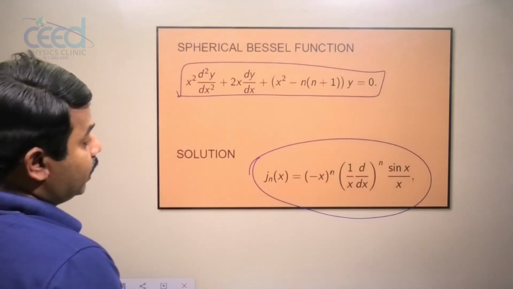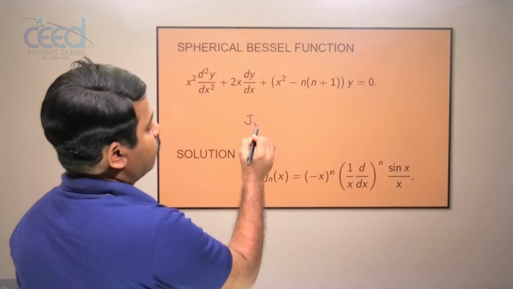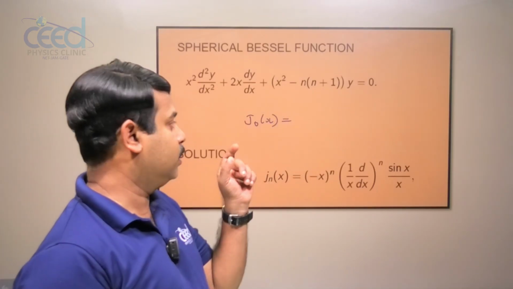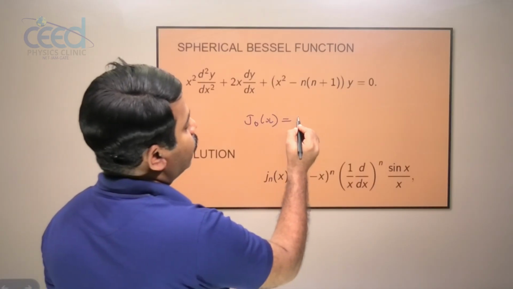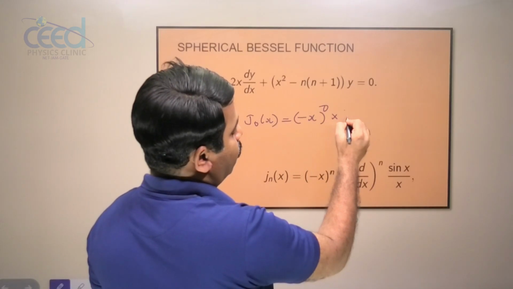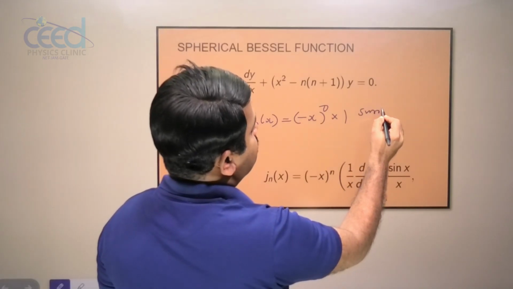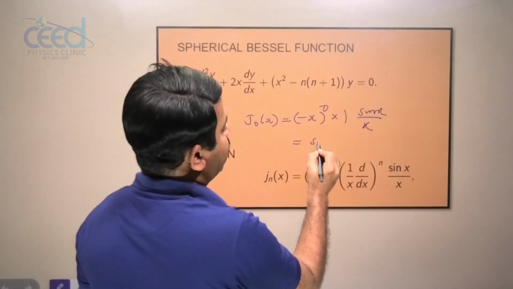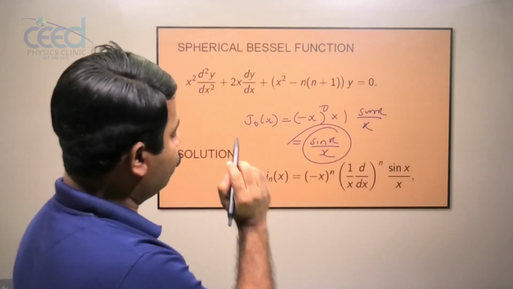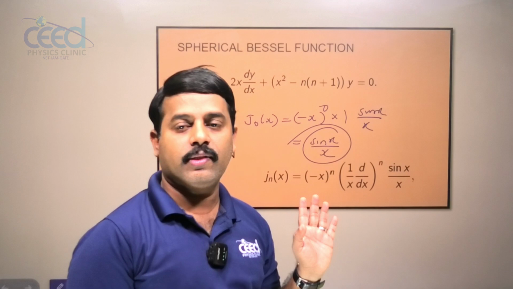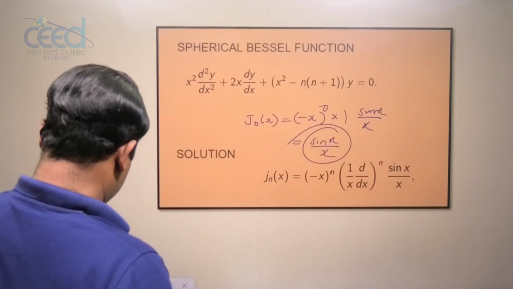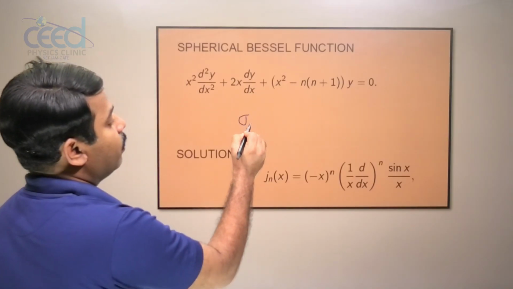Alright. Now see, what is j0(x)? From here, the first spherical Bessel function, that is j0(x). You can put (-x)^0, and this raised to 0 is 1, and sin x by x, then the answer is sin x by x, right? So the first j0(x) is sin x by x, am I right? Alright. Now what is j1(x)? Next is j1(x). What is j1(x)?